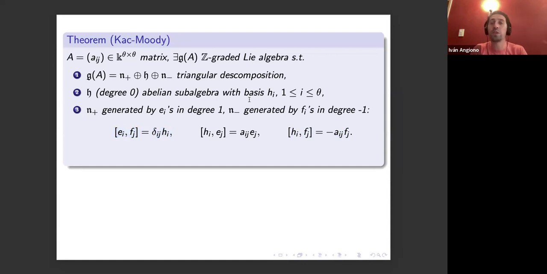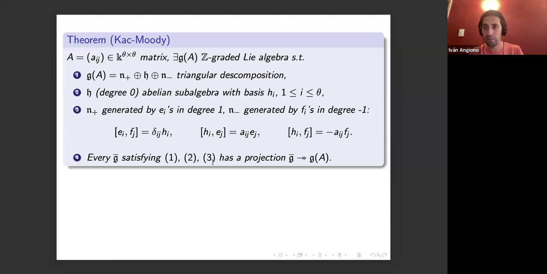This is the way in which I want to explain what the Kac-Moody construction is. And what happens for this algebra is that if you have another Lie algebra with these 3 properties, essentially it projects onto your g(A). Why? Because g(A) is defined as some kind of maximal quotient with these properties. This is some quick way to explain this. This is not so precise, but it is a way to understand these Kac-Moody algebras.